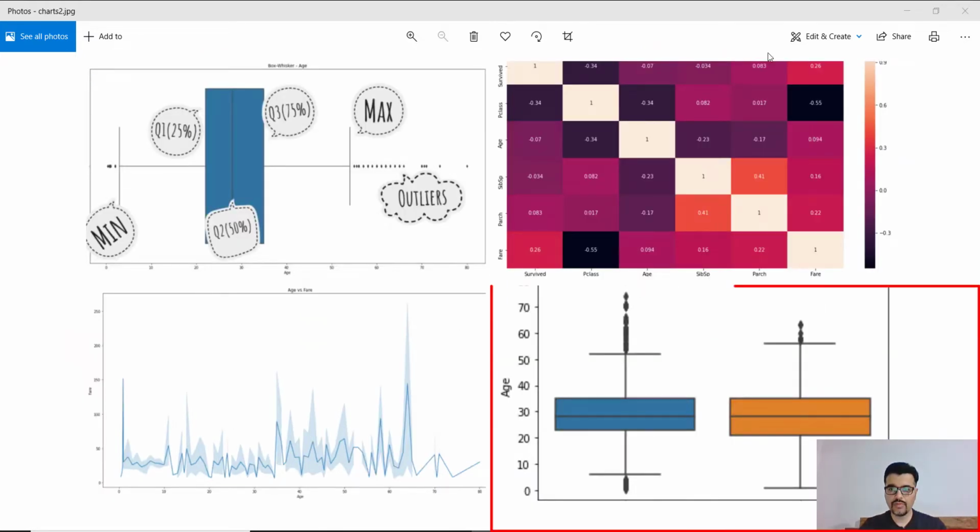Now let's look at group box plots. The bottom right corner of the screen is the box plot, and it is mainly used when we are trying to compare a categorical variable with a continuous variable. It will give us the distribution there. This is giving us the age versus sex box plot, where the blue ones are the males and the orange ones are the females.